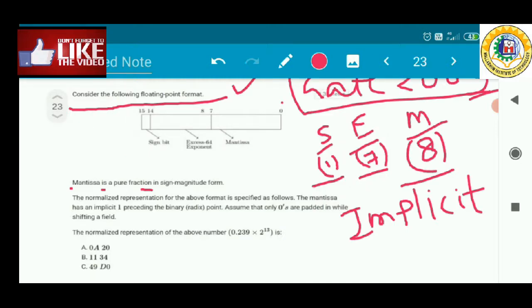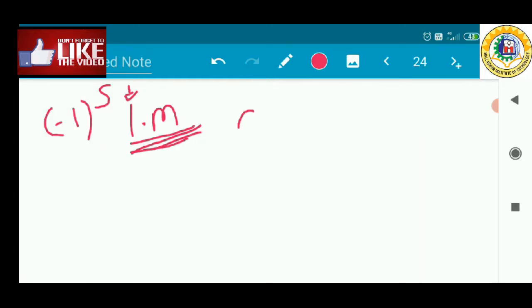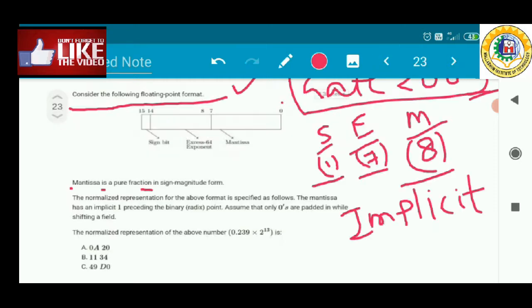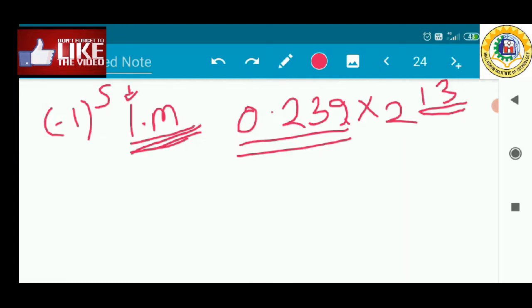Also assume that only zeros are padded in while shifting a field. We will see the normalized representation of the number 0.239 into 2 to the power 13. That is your exponent field and that is your mantissa part. Now it is in decimal format, so you first have to convert this number into binary. The mantissa is 8 bits, so while converting we will only consider up to 8 bits, and after that we will not consider any number.